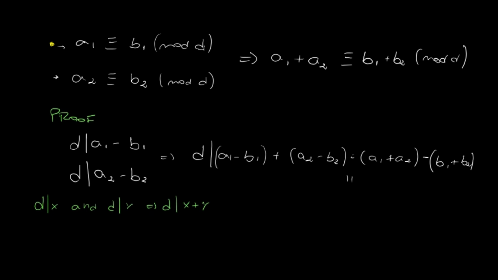And with this we can use the definition of congruence. So we have some number minus another number, then the first number, a1 plus a2, is congruent to the other number, b1 plus b2, modulo d, which is exactly what we wanted to get.